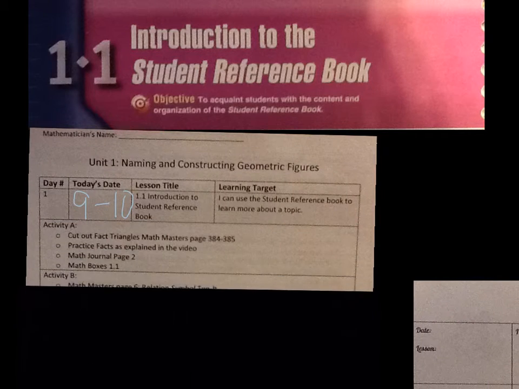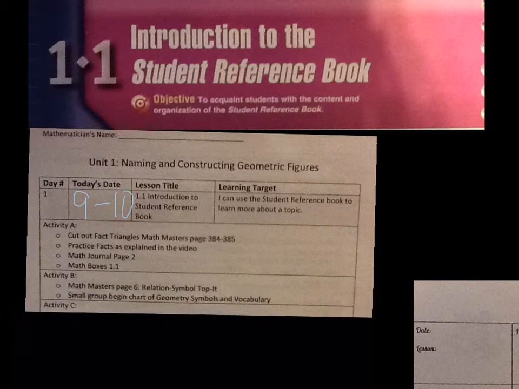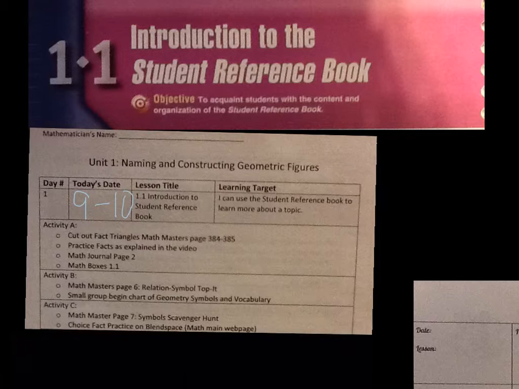As we go to the next box, it says Activity A, and then it lists 4 activities. Everybody in 4th grade will complete Activity A. Then, when you go down to B and C, one of them will be crossed off. You will either be completing Activity B or Activity C.